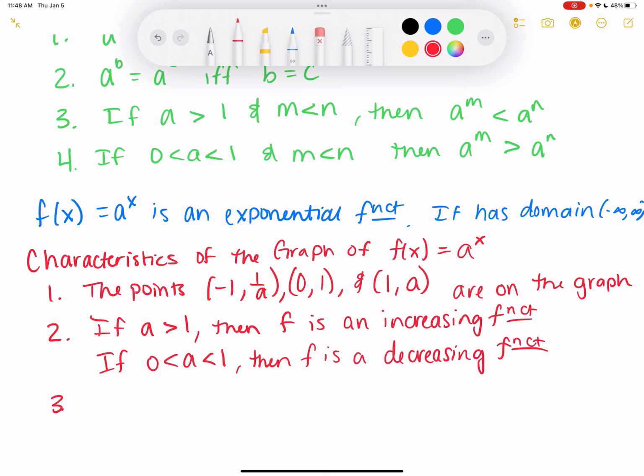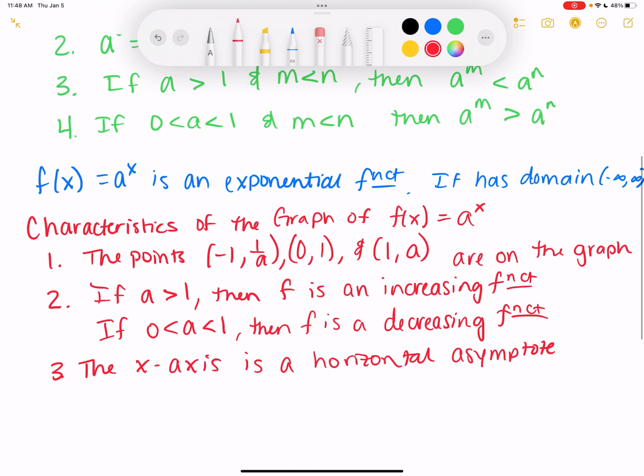Three, the x-axis is a horizontal asymptote. And I know we already wrote the domain, but the domain is negative infinity to infinity. Range is 0 to infinity.